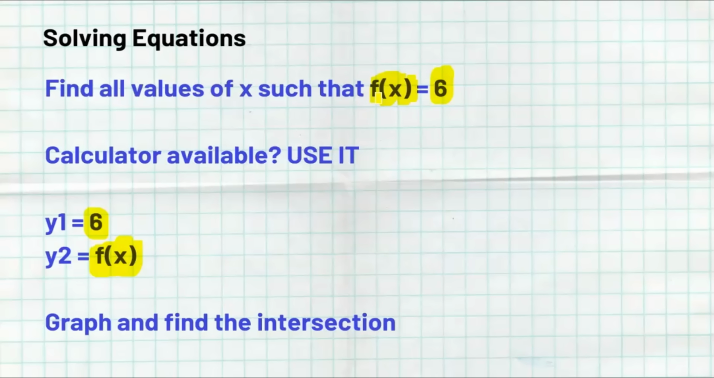So pretty easy there to solve equations. Shouldn't be too difficult. All right, that's it for Unit 1 quick summary review. I know there's a lot in Unit 1 that I didn't cover, but I just tried to hit the big points that I know are going to come up on the exam.